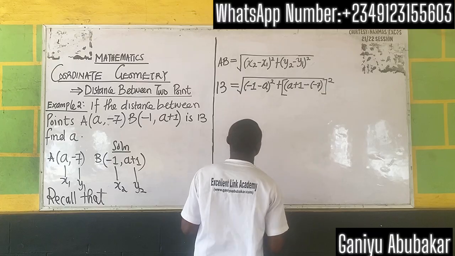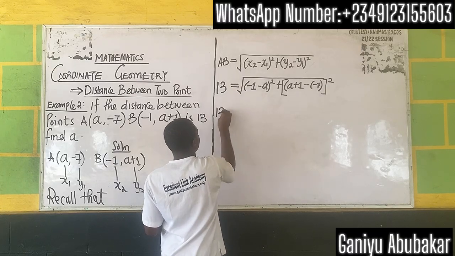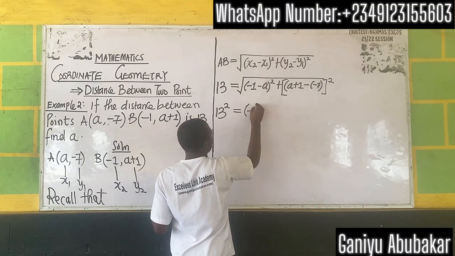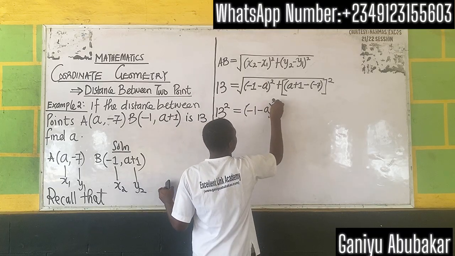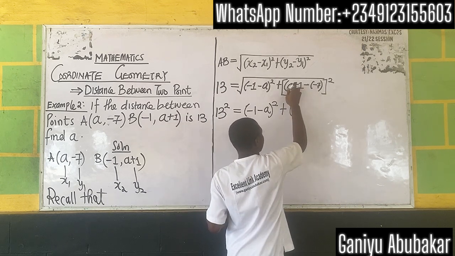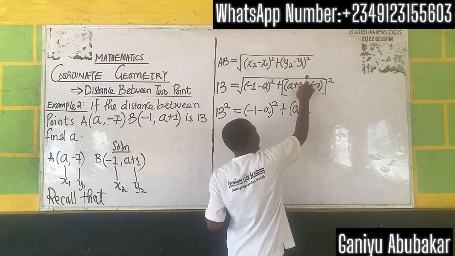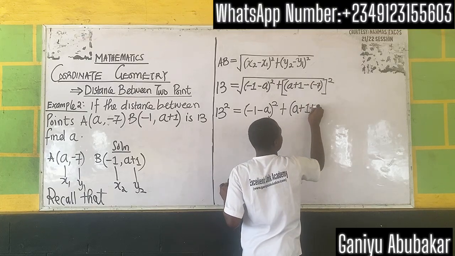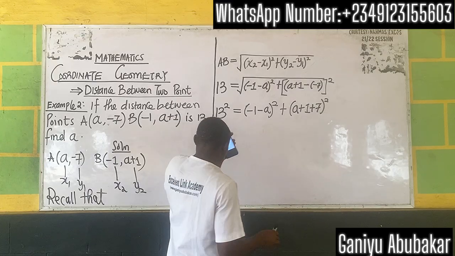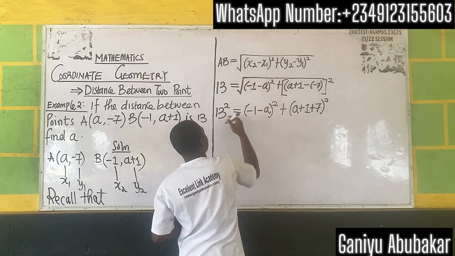Now I'll take the square root back. That gives you 13 squared equals, in brackets, (minus 1 minus A) all squared plus, look up please, (A plus 1 minus times minus gives you plus 7) all squared. This square root here has gone back here and gives you a square.